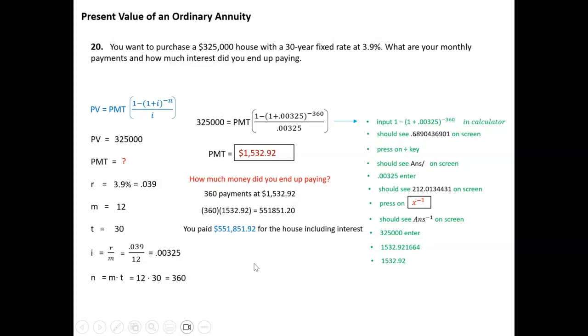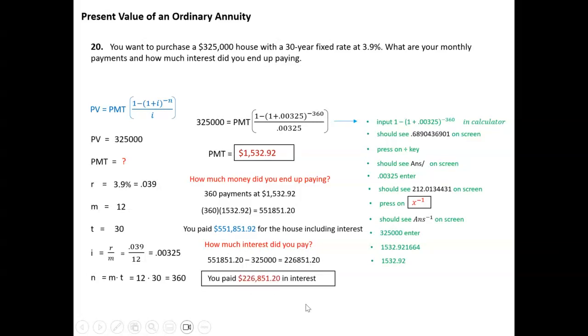Now, how much was interest? You subtract what you borrowed from the bank from the total value of all the payments, and it's going to give us $226,851.20. So you end up paying over $226,000 in interest.